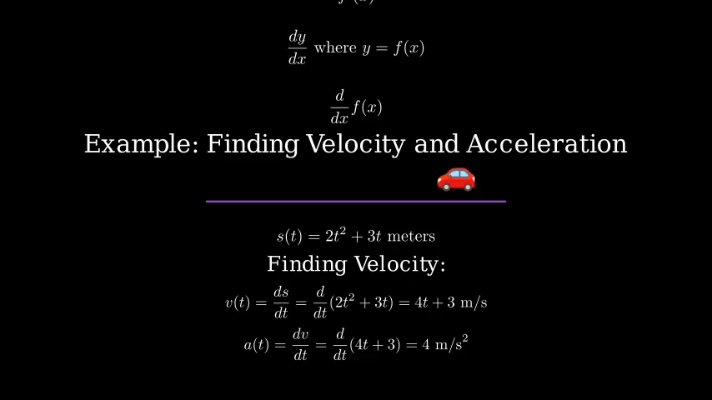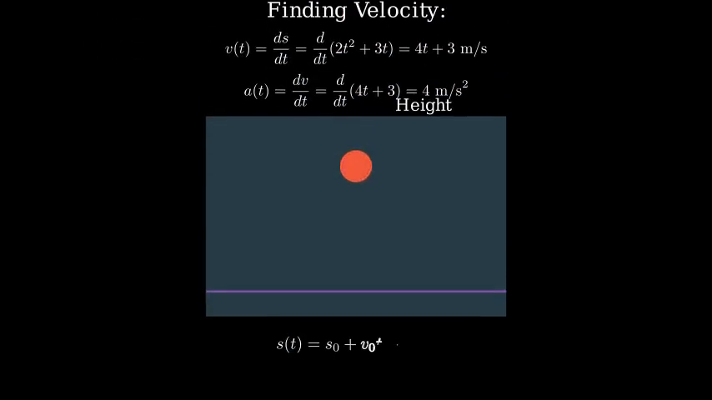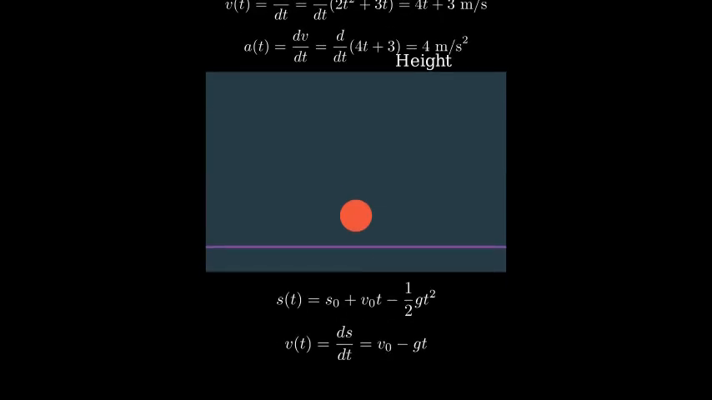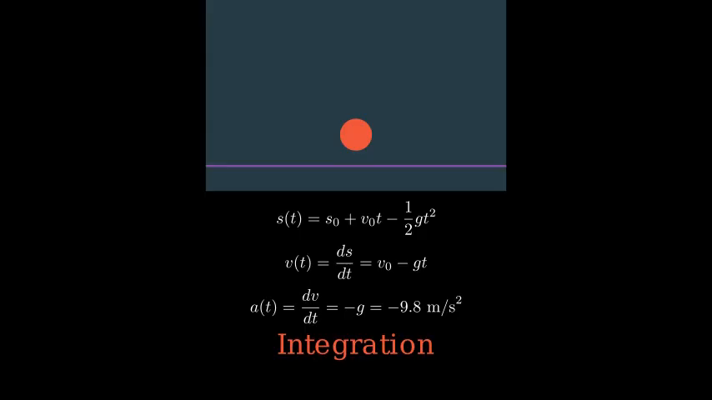meters per second squared. Another important physics application is motion under gravity. When an object falls under gravity, its position is given by s of t equals initial position plus initial velocity times t minus 1/2 g t squared, where g is acceleration due to gravity. Differentiating once gives velocity v of t equals initial velocity minus g times t. Differentiating again gives acceleration a of t equals negative g, which is constant, and equals 9.8 meters per second squared on Earth.